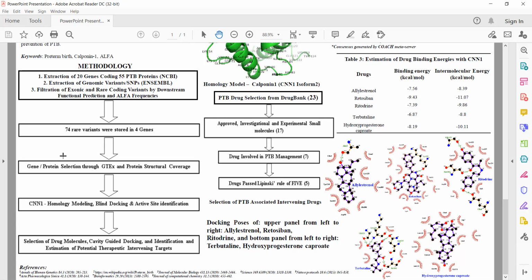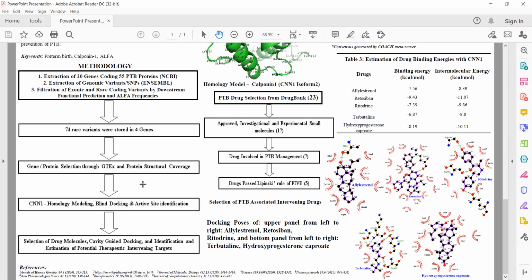So we checked the expression of all these 4 genes in the GTEx databases, and along with that we also checked the protein structural coverage, because we want to check whether these proteins have their structures or not. Okay, so after having GTEx and protein structural coverage, for this work, although it's an ongoing work, we did not stop at just one protein, but for this poster, we selected the calpain gene, more specifically the CAPN1 isoform 2 gene.